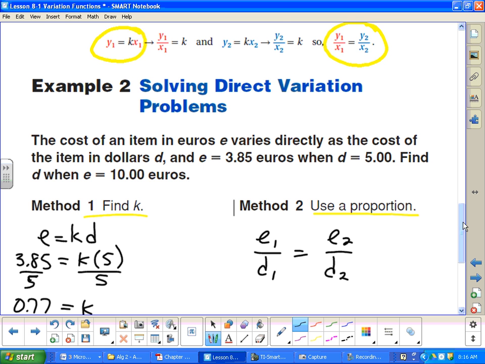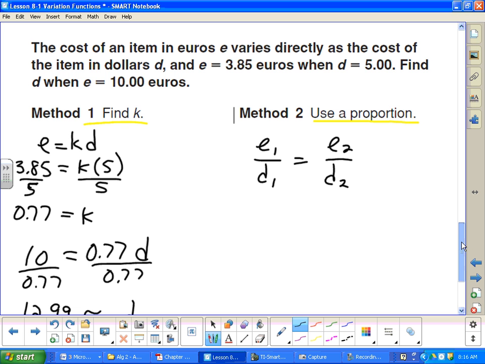Except we're using euros and dollars. So it doesn't matter which one's in the numerator and which one's in the denominator in reality. But when we say that something varies directly as the other thing, the first thing should go in the numerator. Because these two ratios, and you don't need to write this down, each represent the value of k.